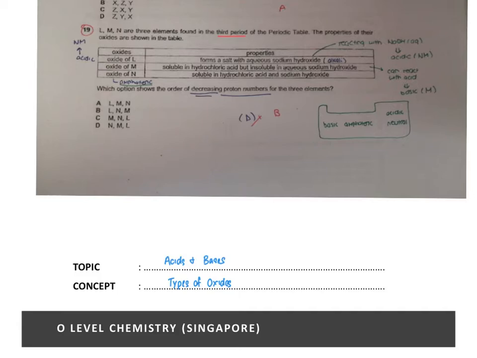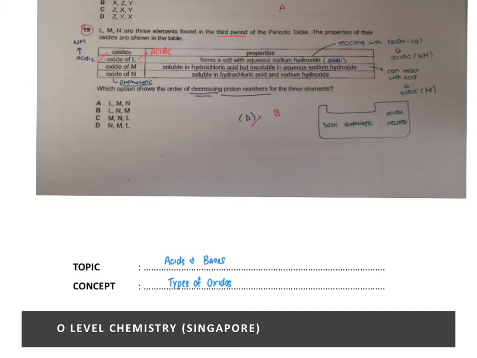If you look at the first one, oxide of L, it forms a salt with aqueous sodium hydroxide. What it means is that the oxide of L can react with sodium hydroxide. So for something to react with sodium hydroxide, it tells you that the oxide of L must be acidic.